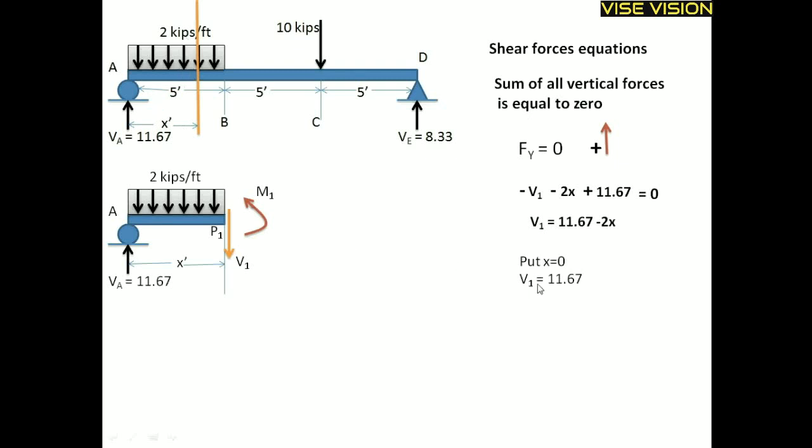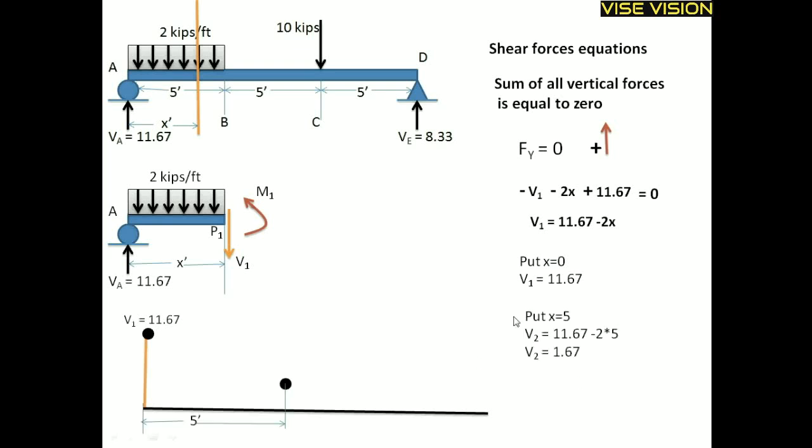If I take x equal to 0, at that point I will get the V value, which is 11.67, equal to VA. This is my V1 value, and if I put x equal to 5, at B, I will get V2 as 1.67. This is the SFD drawn in this region. This equation can be used for only this region.